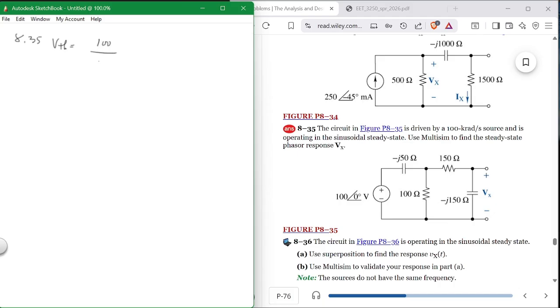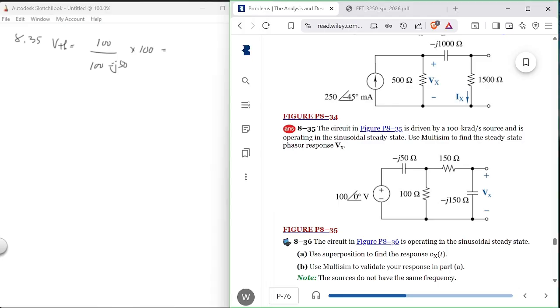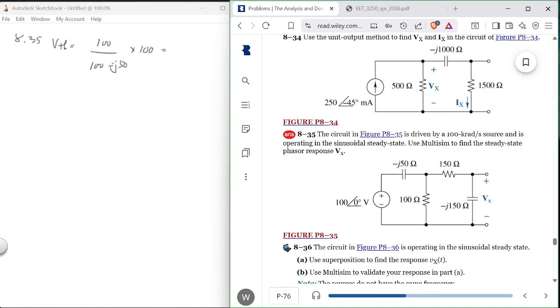100 over 100 minus j50 times 100, and that would give me my voltage, if I were to cut it right there. All right, so what would be V Thevenin? You're probably going to hate me for this, but that's probably the way I would do it, okay?